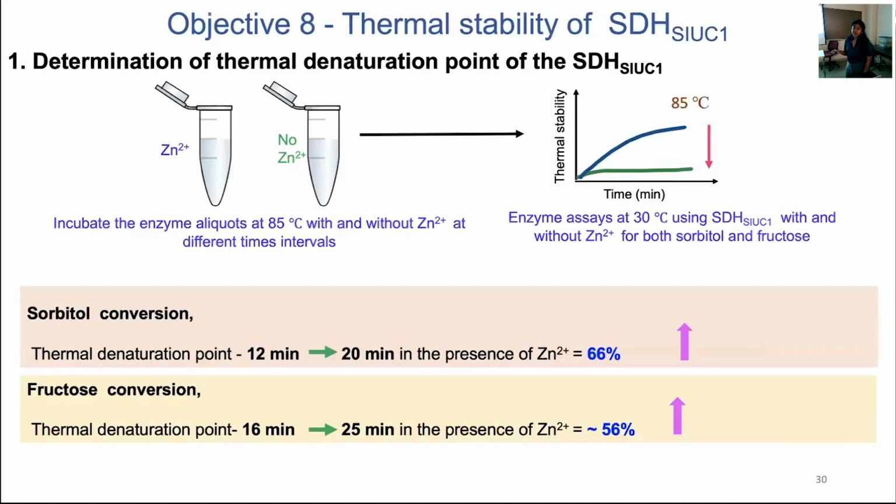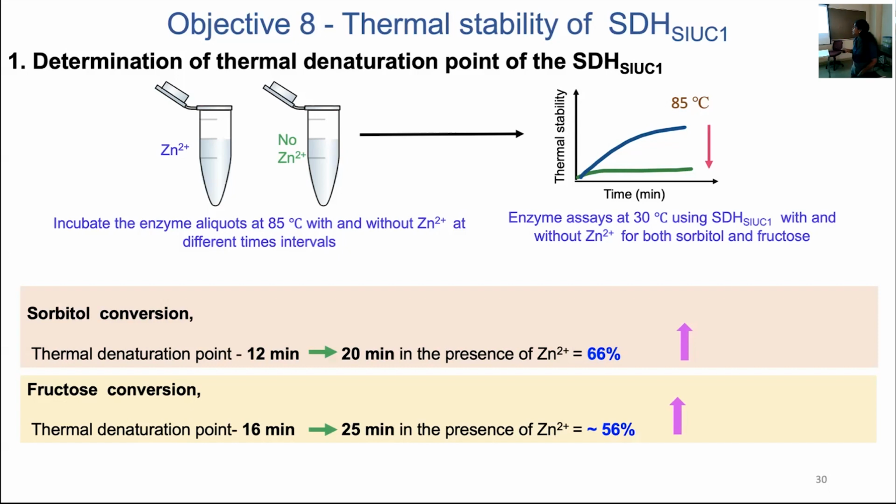And in the next step, we wanted to study the thermal stability of STH-SiUC1, because now we understood that the highest temperature at which the enzyme can work was 85. So we wanted to find out for how long the enzyme would stay active at 85 Celsius.